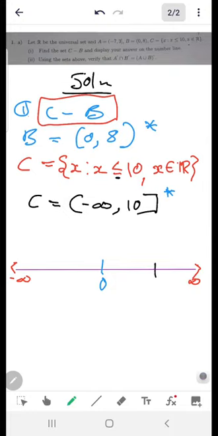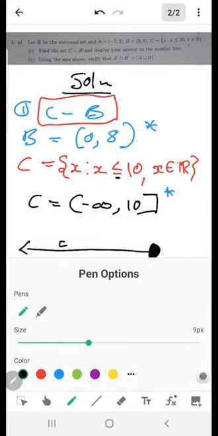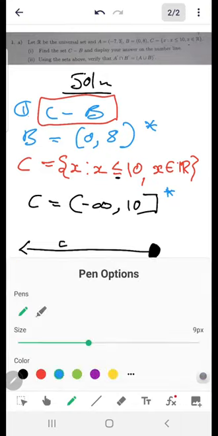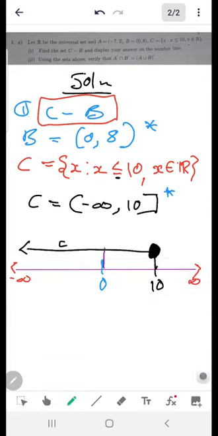C is starting from 10. All right, 10 going this side. Okay, and then the question is, is 10 part of the answer? Yes, it is. So we are going to use the shaded circle, and we are going to go this side. All right, like that. That's set what? Set C. Let's look at the other friend, which is set B. What is set B? Set B is starting from 0, okay, up to 8. So 0 there up to what?